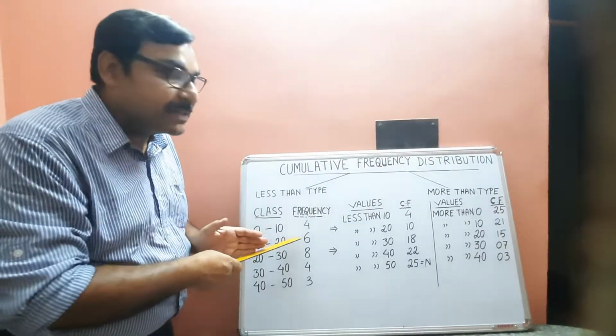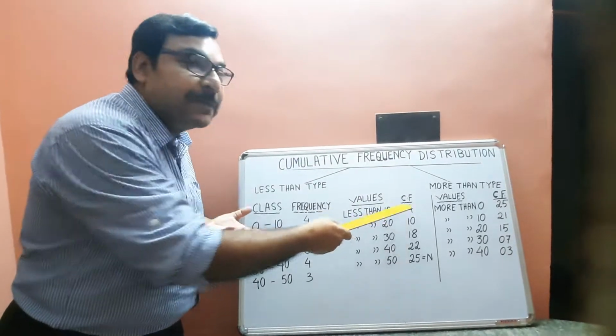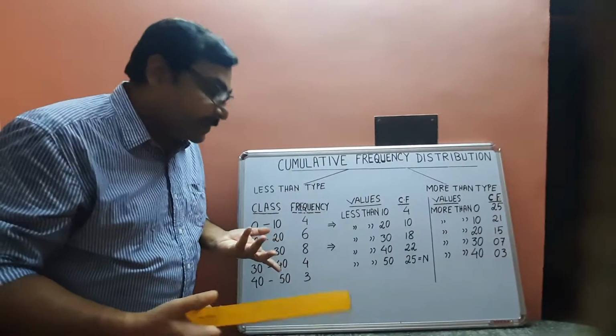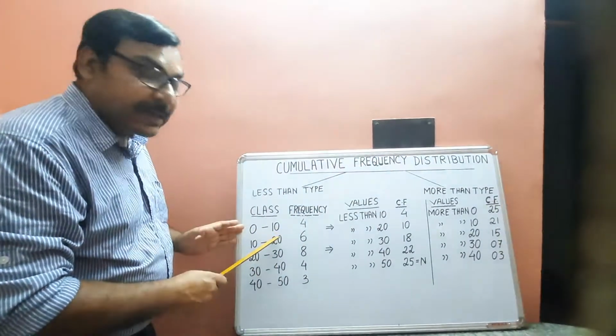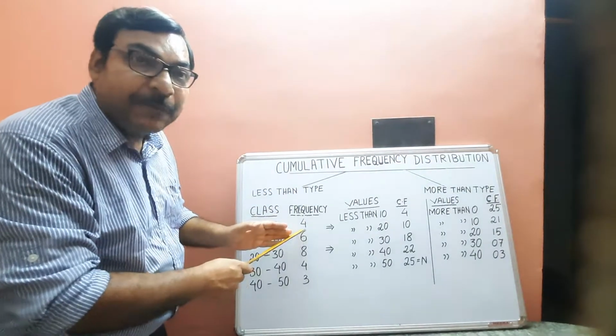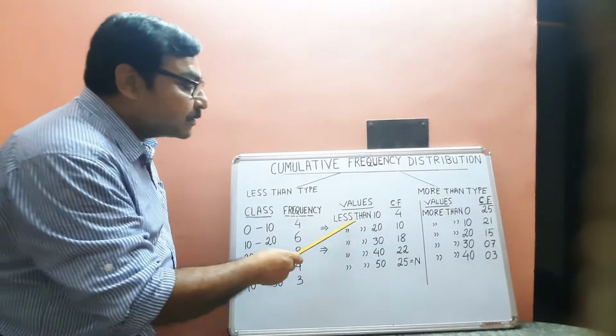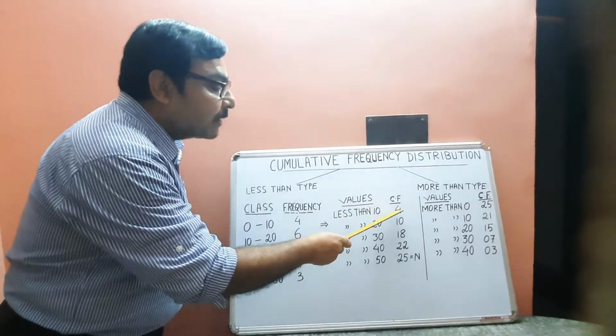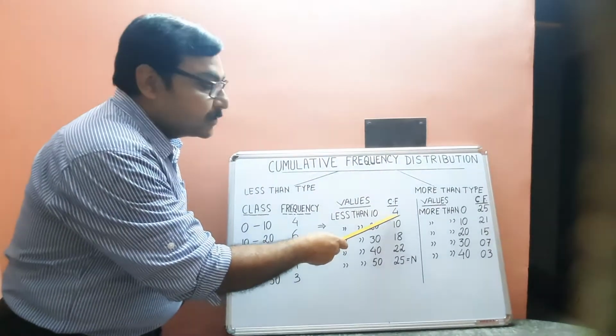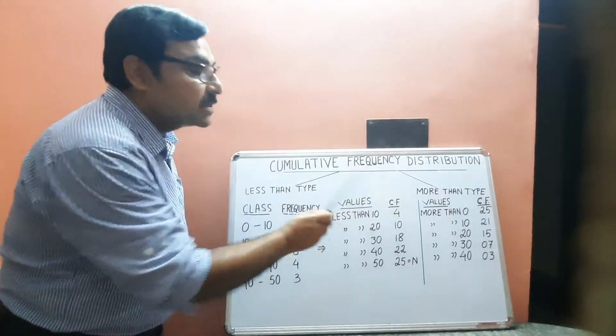First simple frequency and first cumulative frequency become the same. 0 to 10 is the class, frequency 4, that means number of items less than 10 is 4, so less than 10, number of observations 4, so CF against 10 is 4.